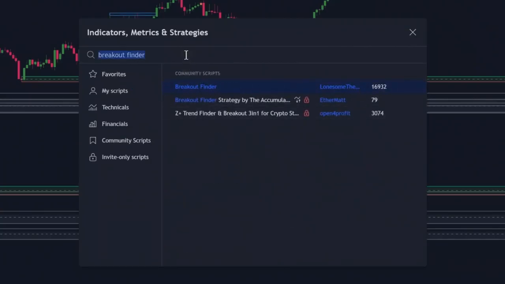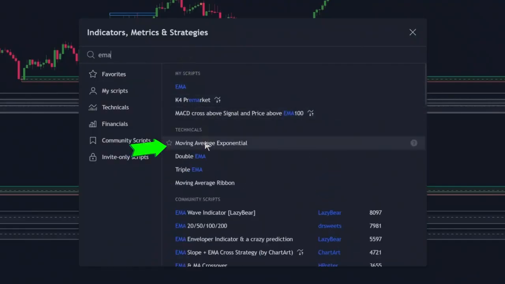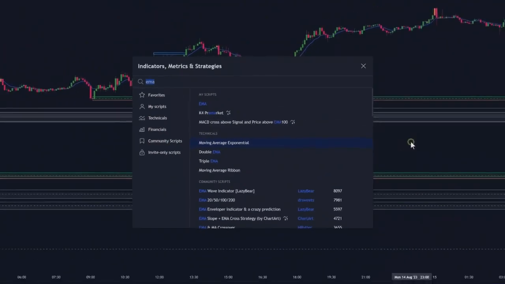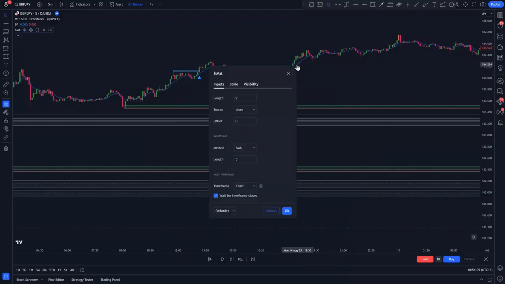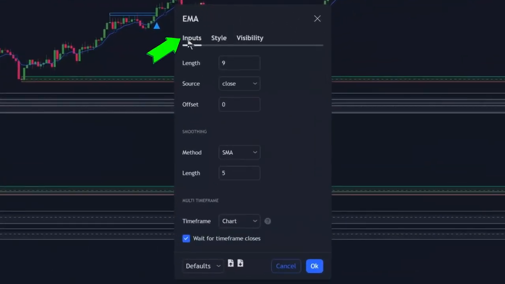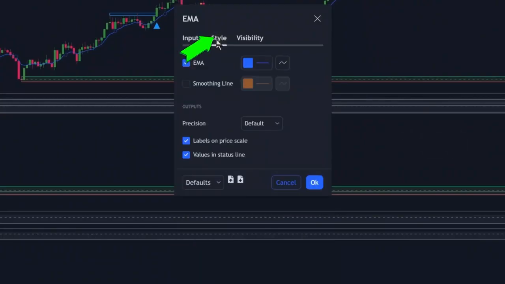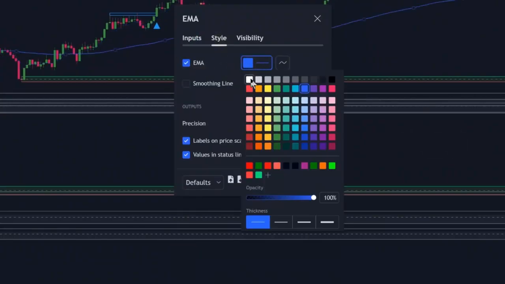Next, type in EMA. Select this one right here. Double-click on the EMA to access the settings panel. On the Inputs tab, change the length to 100. And on the Style tab, change the plot color to white.